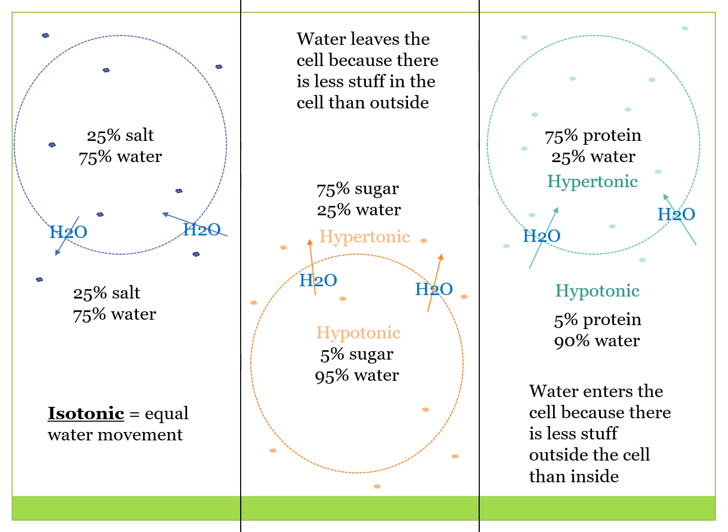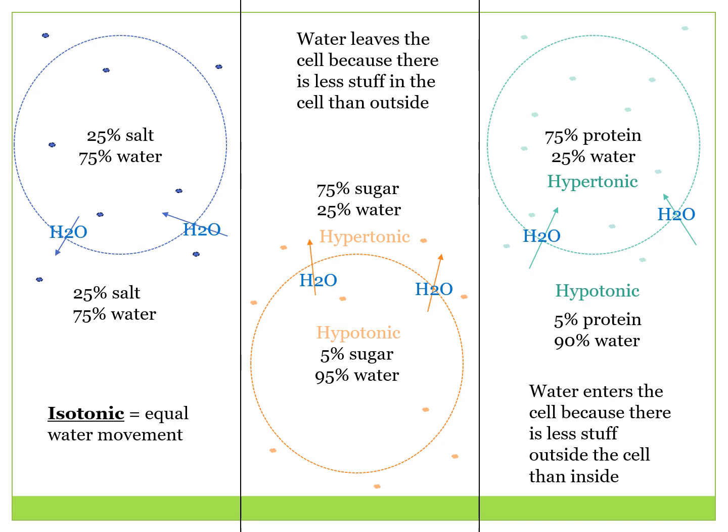For that third situation, we have more solutes and less water inside the cell, making it hypertonic. And then outside the cell is more water, less solutes, making it hypotonic. The water is going to move into the cell, causing the cell to swell. So it is being filled with water, it's swelling.